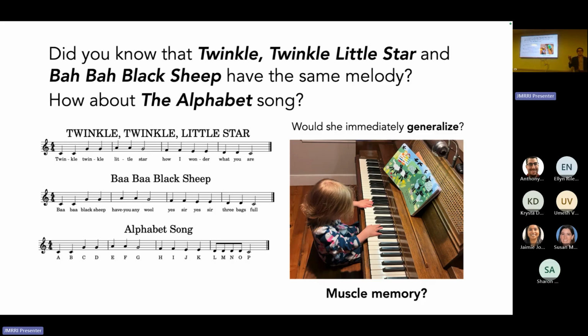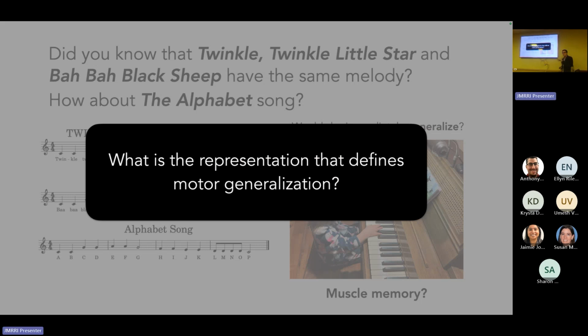So do you think, does anybody have any feelings whether this happens or not? Or does she learn them separately? Right. And this really gets underneath this example: what is the representation that she forms when she's playing or learning Twinkle Twinkle Little Star that may or may not allow her to generalize to something like Baa Baa Black Sheep or the alphabet song.